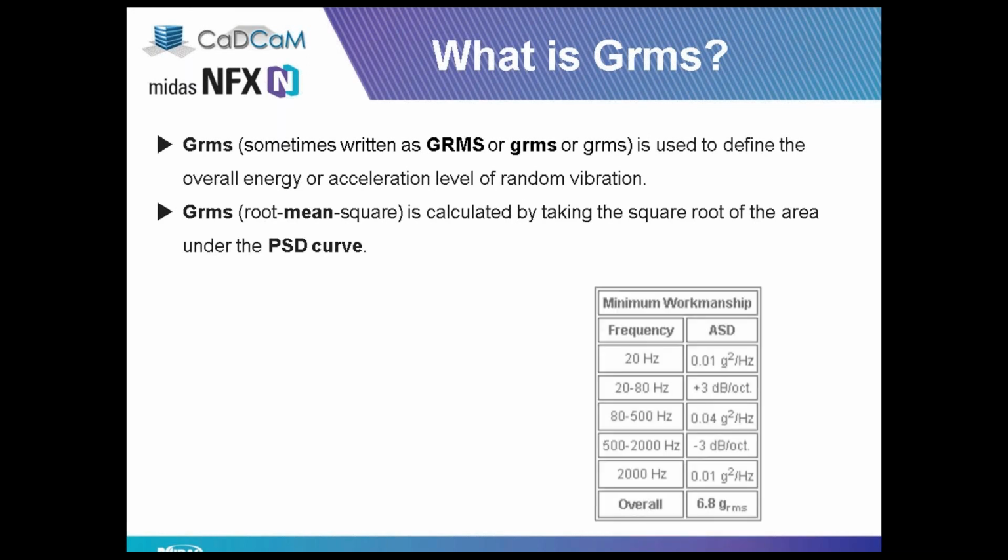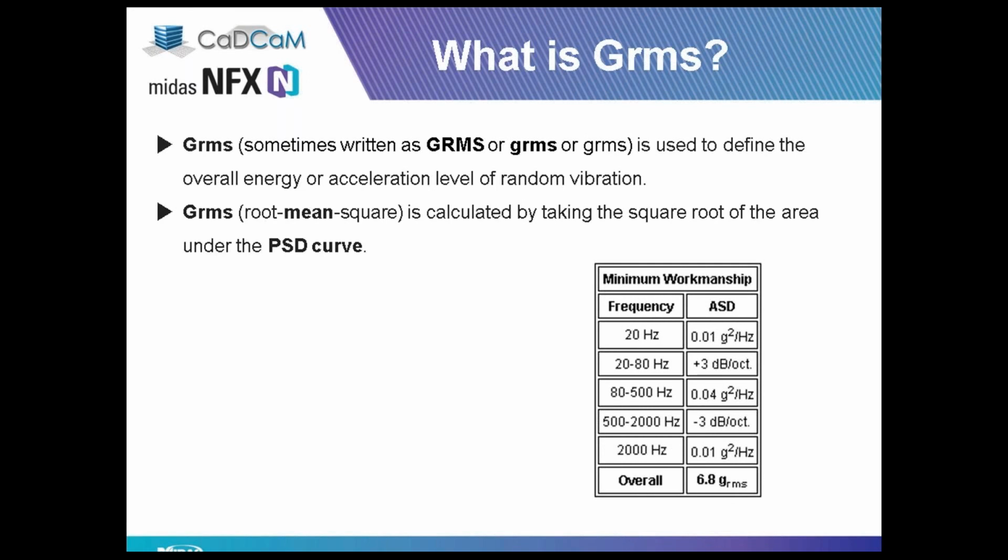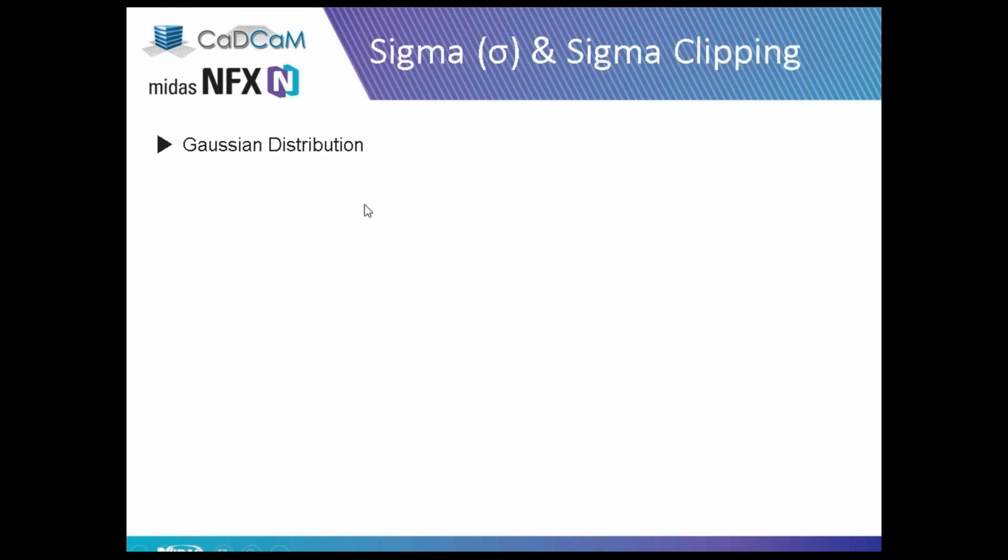So here is a very simple example which elaborates the overall frequency range, and the ASD or PSD, which is defined in G squared per hertz, and in part of the curve, the slope of the curve in units of dB per octave. And in total, the GRMS is 6.8 GRMS.